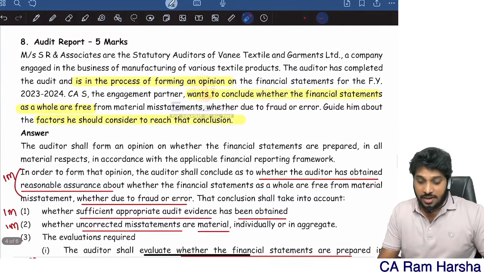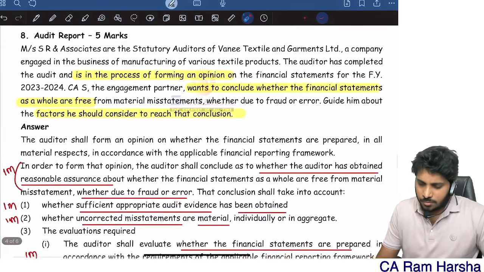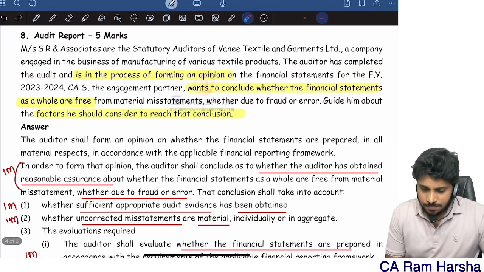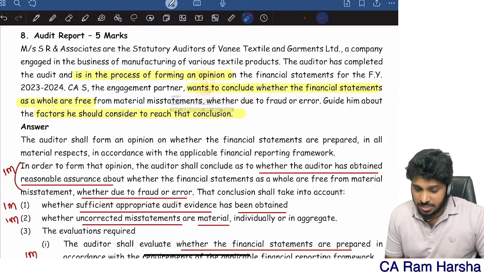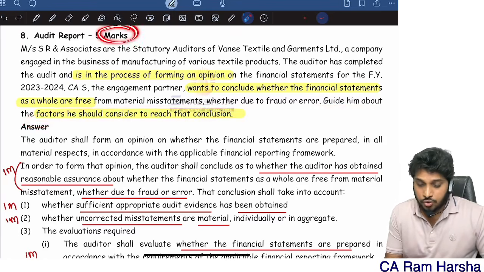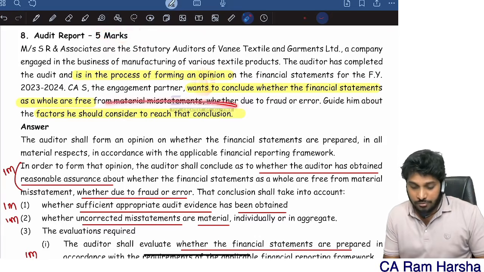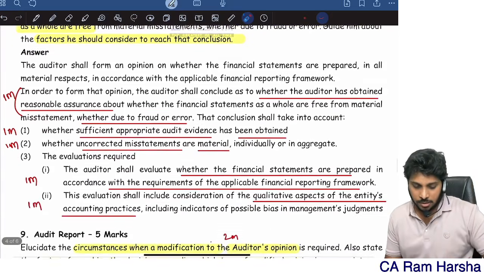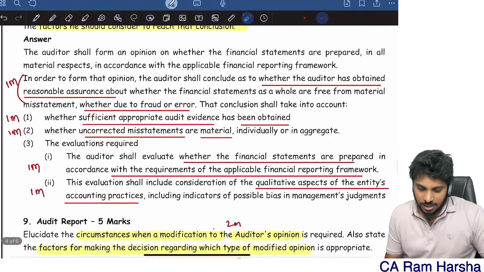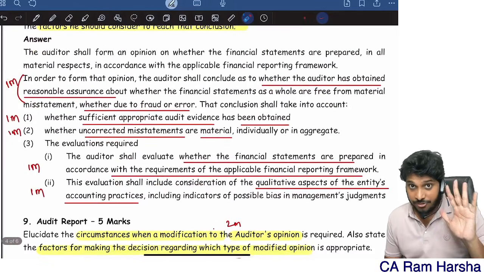Audit report, another question, 5 marks question. The auditor has completed the audit. He is in the process of forming an opinion, and he wants to conclude whether financial statements as a whole are free from misstatements. Guide him about factors he should consider. What factors should he consider while forming an opinion? Totally 5 marks question. You see, 5 points, 5 marks.